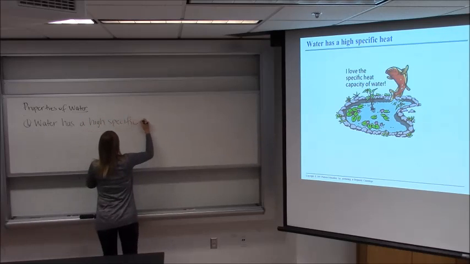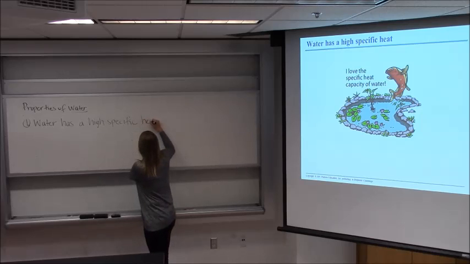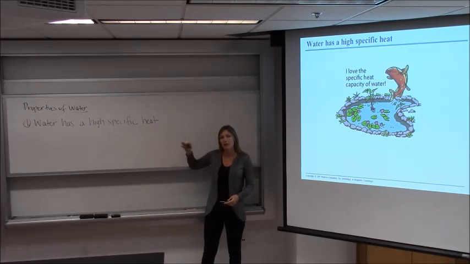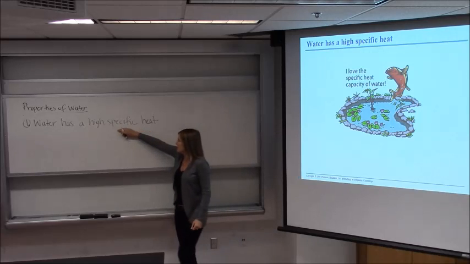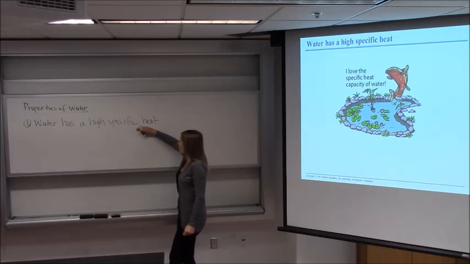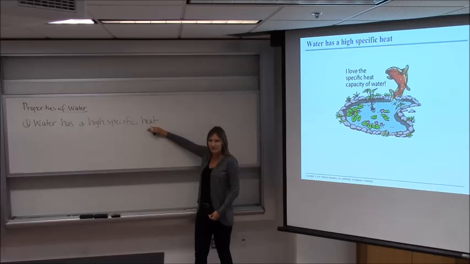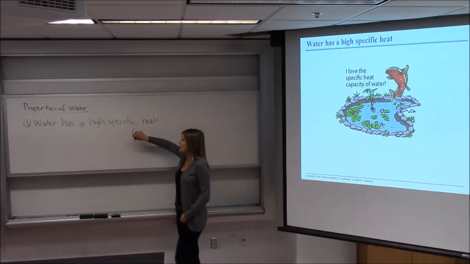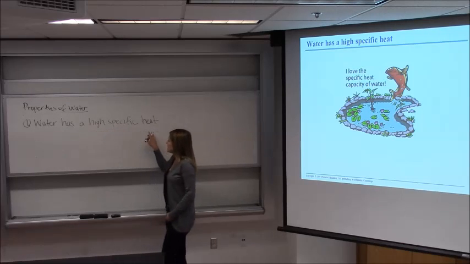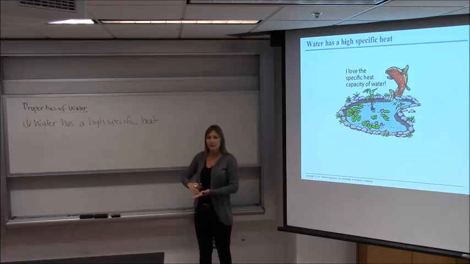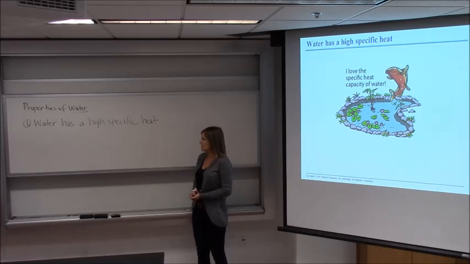This is really another way of saying water moderates temperature change. But chemically, what a specific heat means is it's the amount of heat required to increase the temperature of 1 gram of a substance by 1 degree Celsius. You do not need to know that detailed definition. What you do need to know is that if a substance has a high specific heat, it means it takes a lot of heat input to increase the temperature of that substance.